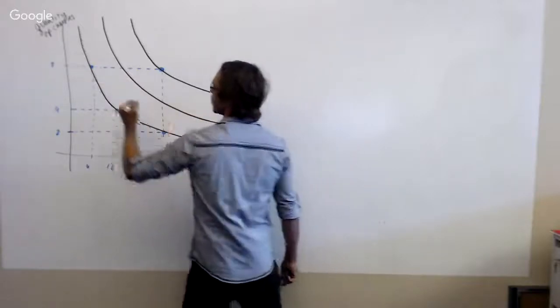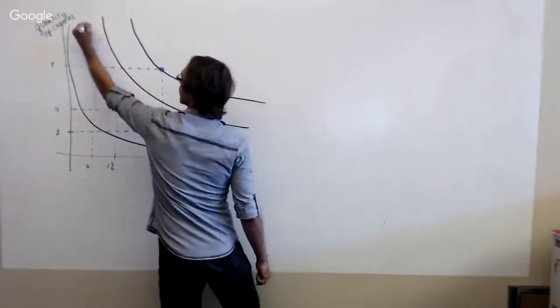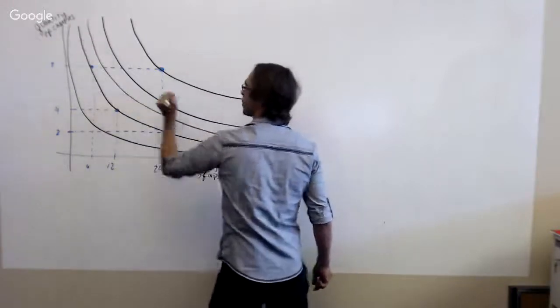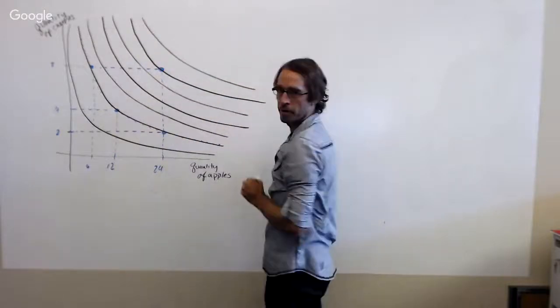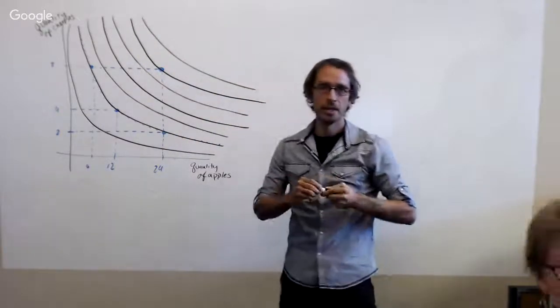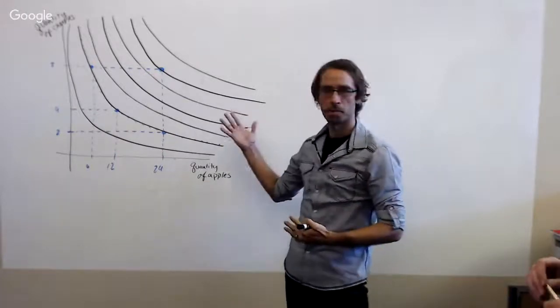So as you draw more and more indifference curves, you're capturing with more and more precision the preferences of this individual. And I could go on forever, but I won't. I'll just leave it at that. Now we have an indifference map that gives us a bunch of information about this person's preferences.